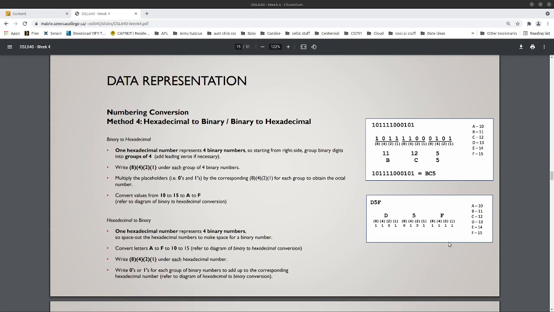Hexadecimal to binary is very similar to octal to binary, and vice versa. We group by 4s instead of 3s, and as we're counting up, anything beyond 9 becomes a letter. So 10 becomes A, 11 becomes B, 12 becomes C, and so on and so forth.